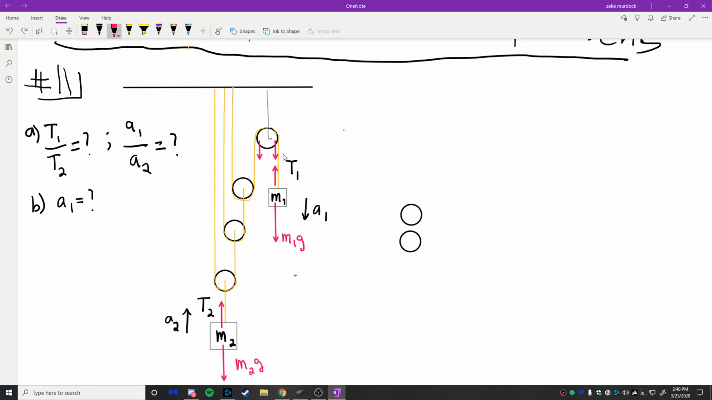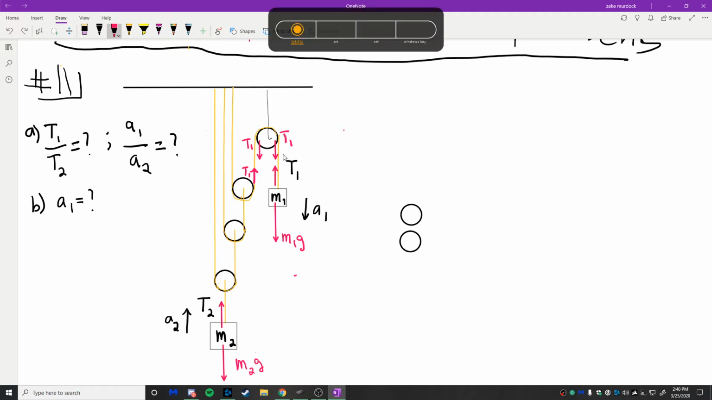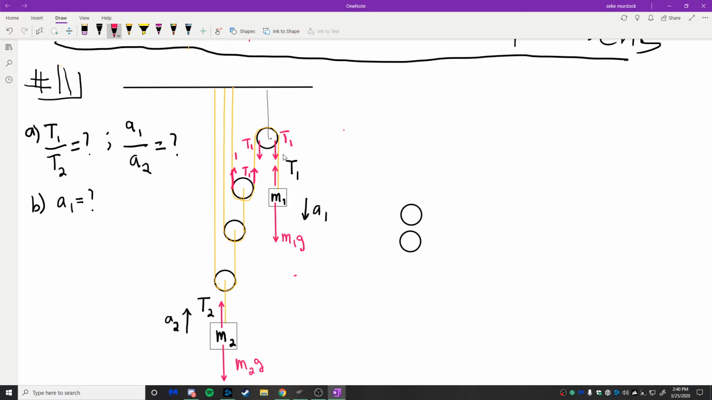So this force is going to be T1. And then this force right here is going to be T1. So same thing here. This is going to be upwards. I'm just going to start drawing on here. This is going to be T1. And then this right here, it's also going to be T1. It's a lot of T1s.